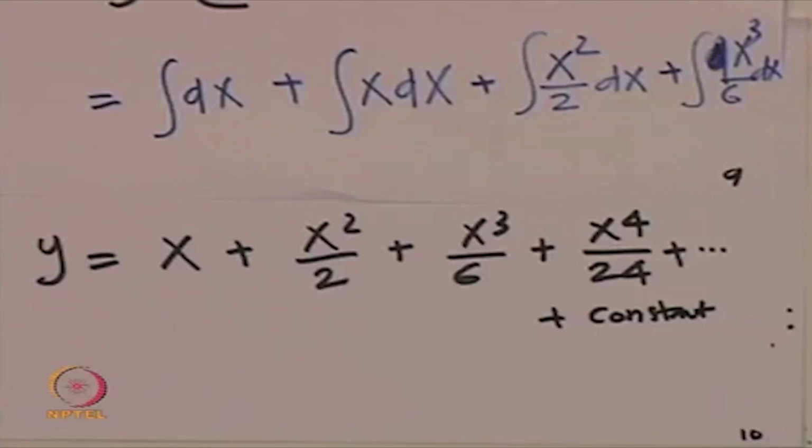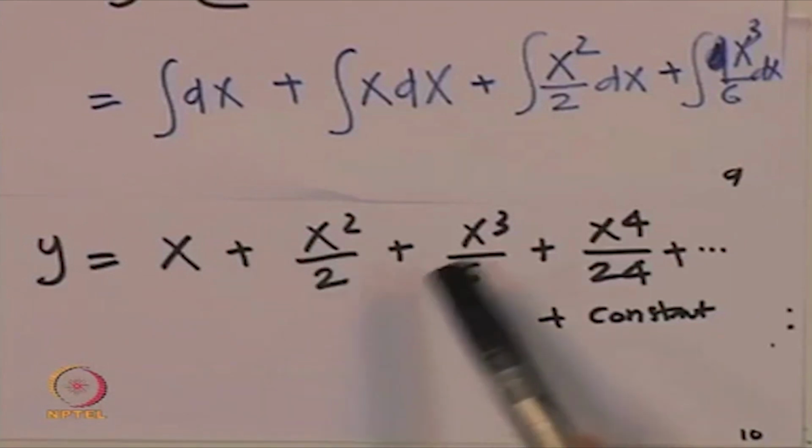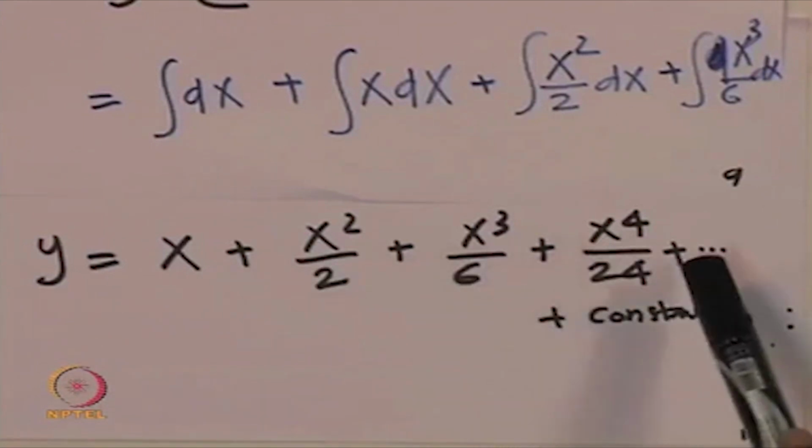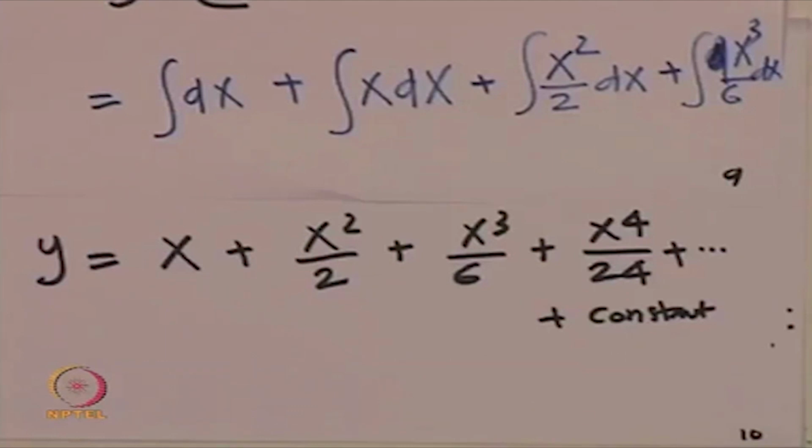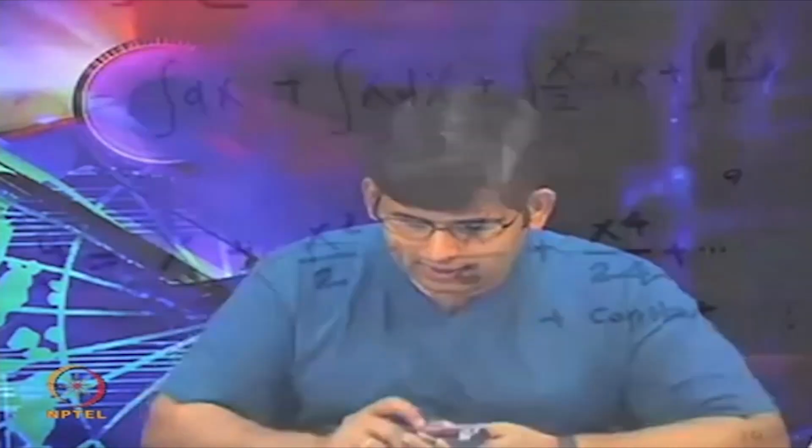So, have a careful look at it. The answer you got is x plus x square by 2 plus x cube by 6 plus x power 4 by 24 plus a constant. Now, what is this constant? The constant could be any number. Any number k could be written as 1 plus some other number. So, let us write this constant as 1 plus k. It could be any constant. So, instead of writing 23, I can write it as 1 plus 22. So, let me rewrite this constant as 1 plus a constant.